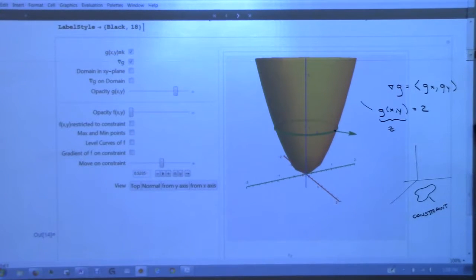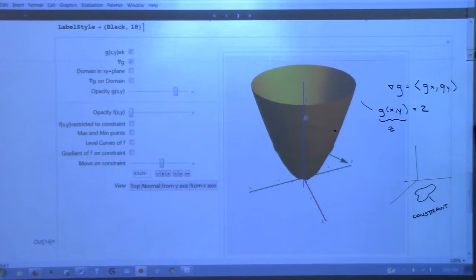Now, if I start to move around, it doesn't matter. I can go to different points on that ring. That gradient vector will change depending on where I am on that ring. Are we all right with that so far?